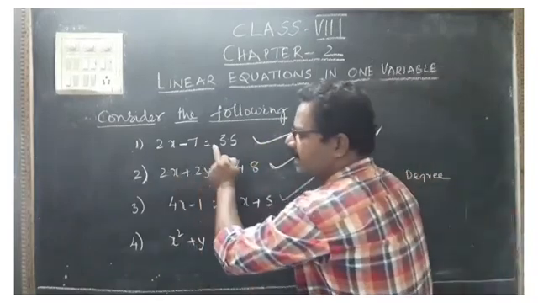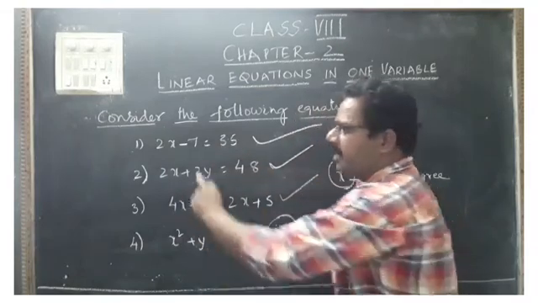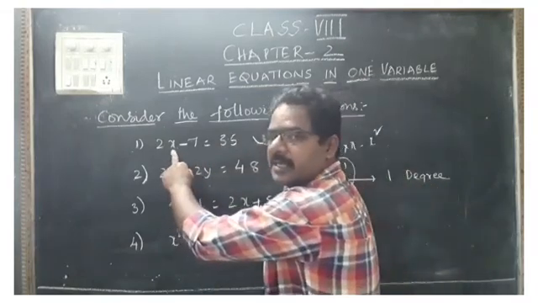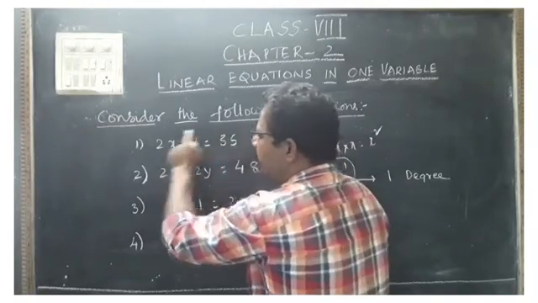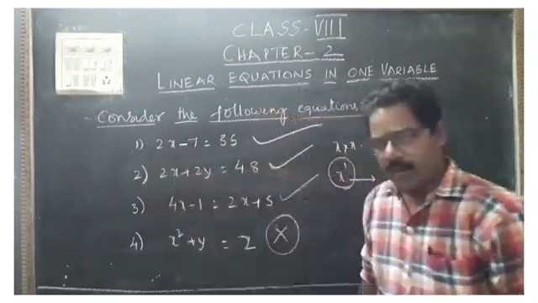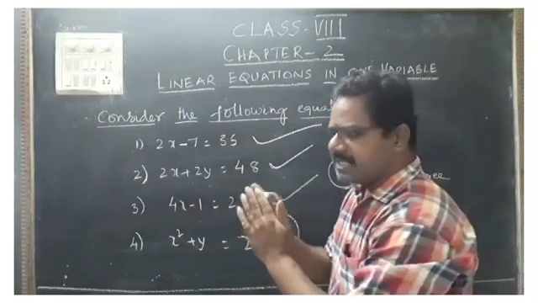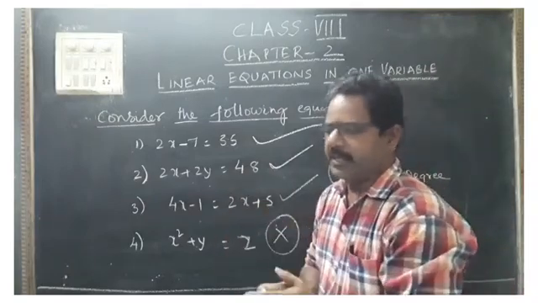Here 2x minus 7 is equal to 35. Here only x, only the variable, is there. Its degree is nothing, only 1 is there. That's why the degree of the total equation is 1. Each and every term, only terms we will take.